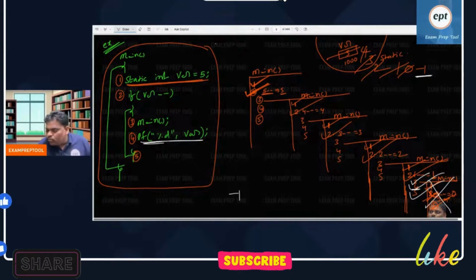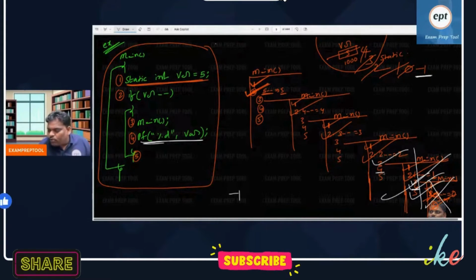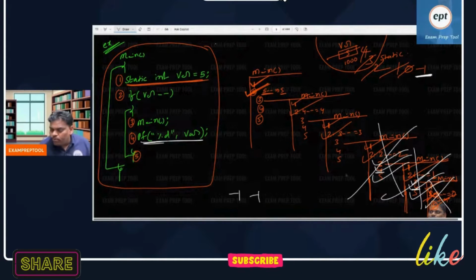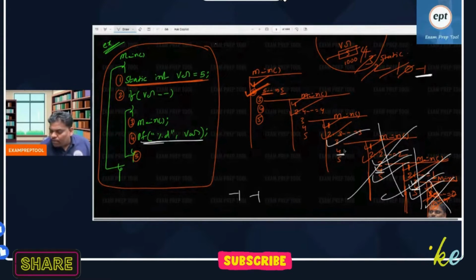Fifth line function over means it is popped out. This is popped out means 3 over. What is the fourth line? Fourth line printf where. Remember we have only one where, -1. This also completed. Lastly function over, popped out. Then 3 over. What is the fourth line? Print where, only one where is there, -1. This also over.